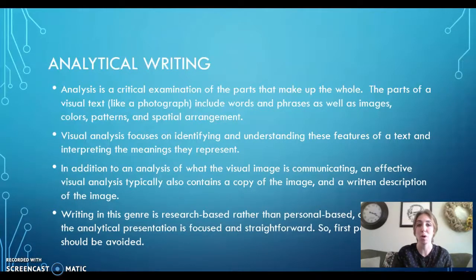So as we move into our first essay, which is going to be based on the Hungry Planet book, you're going to be including a copy of the image in your works cited and including a written description of what the image looks like in the first paragraph or two of your essay, relying heavily on your descriptive language. Writing in the genre of analysis is research-based rather than personal-based, and the analytical presentation is focused and straightforward. This means that we want to avoid first-person language in our writing, so we don't want to use words like I, me, or my. We'll also want to avoid second-person language like you and your, as that tends to detract from the focus of our writing.